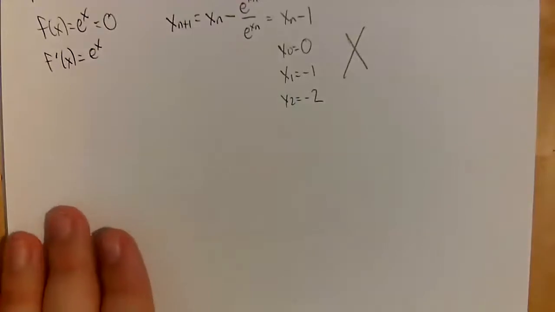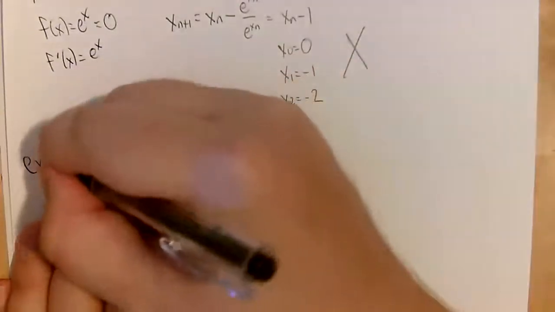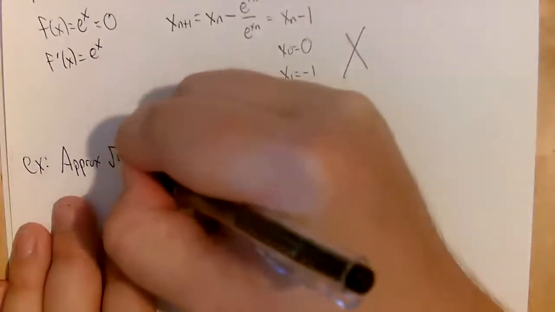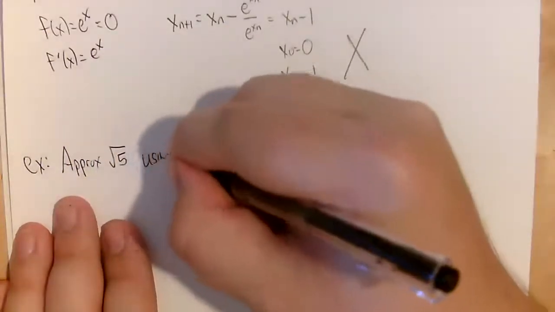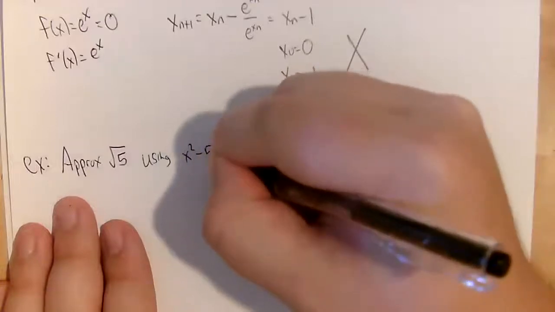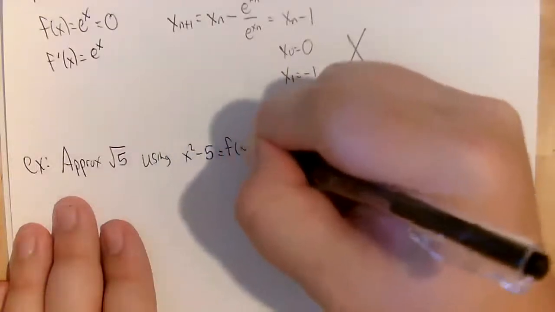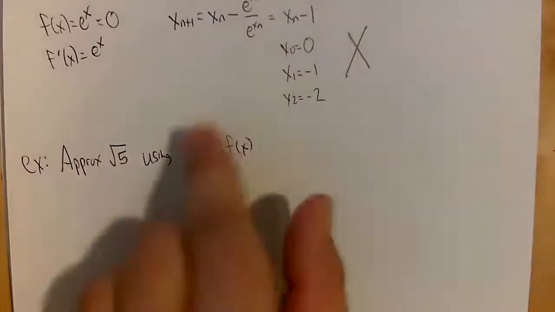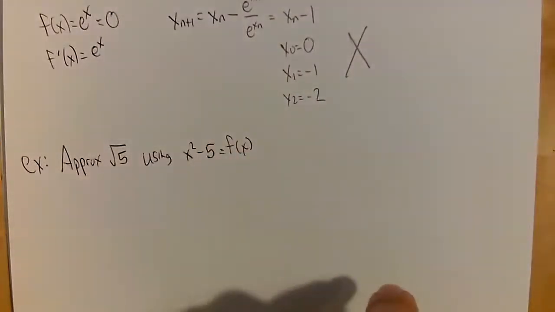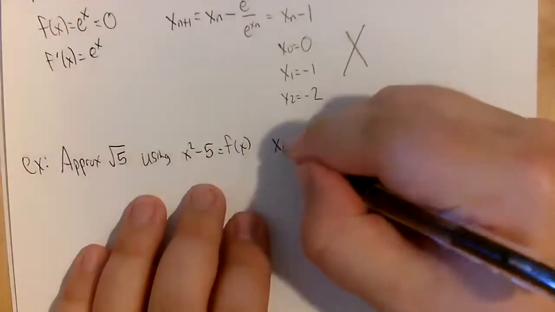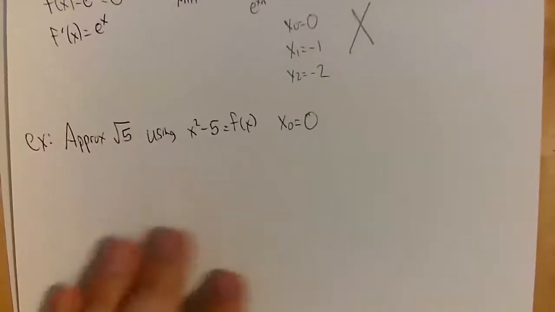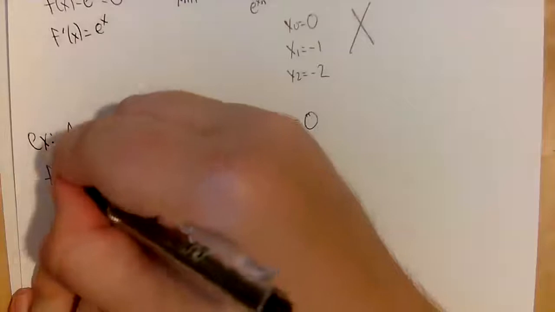All right, now let's take a look at another example. Let's say we want to approximate the square root of 5 using x squared minus 5 as our function for Newton's method. I know there's nothing wrong with this in principle. We did essentially the same thing to find the square root of 2 earlier in the video. But what if we chose as our initial guess x naught equals 0?